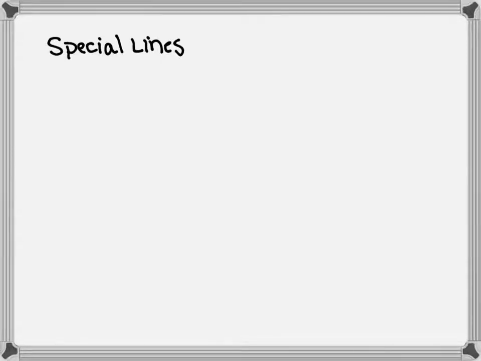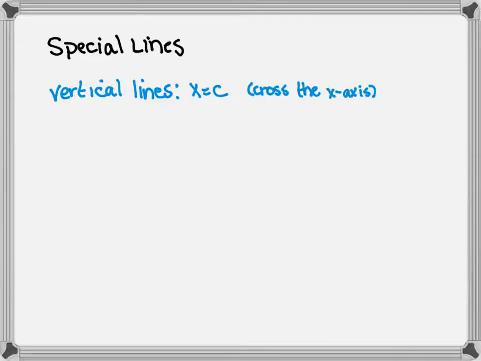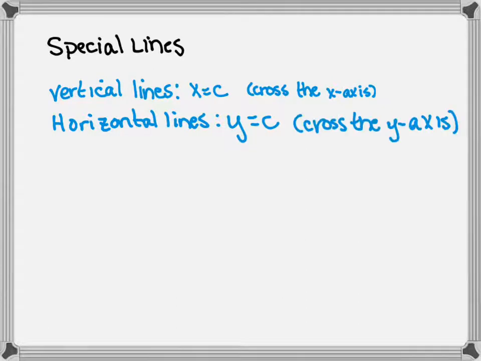Let's look at some special lines. Vertical lines have an equation of the form x equals c, where c is some constant, and vertical lines cross the x-axis. Horizontal lines have an equation of the form y equals c, or y equals some constant, and horizontal lines cross the y-axis.